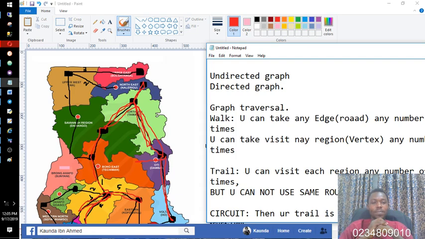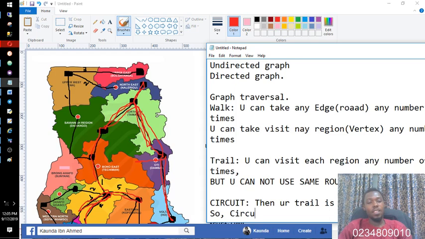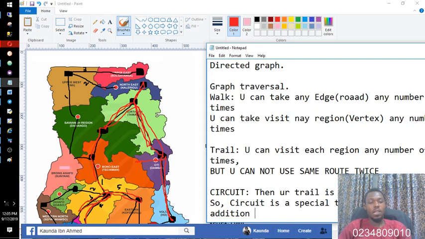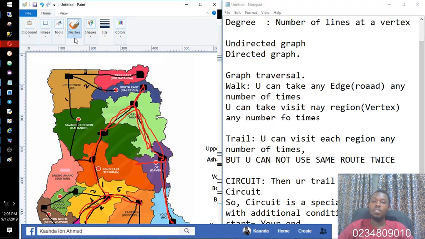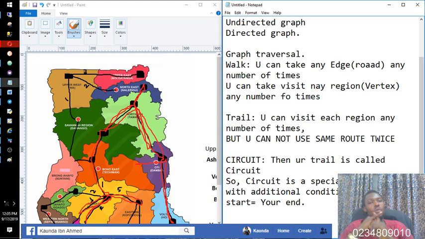So, a circuit is a special type of trail with the additional condition that your start is equal to your end. That is a trail. And remember the key condition for a trail: you can't take the same route twice. That makes it a trail. But you can visit a region or a vertex twice.